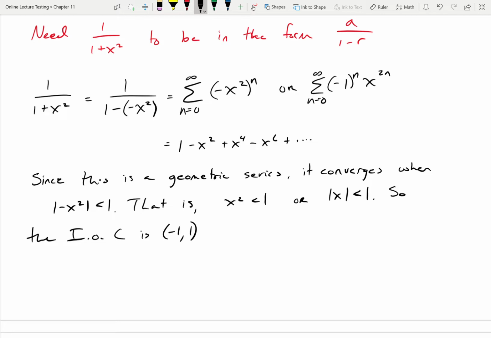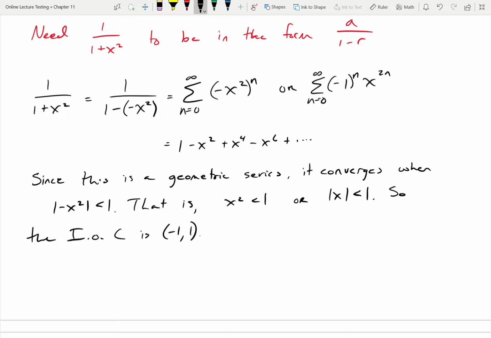So therefore, the power series representation of 1 over 1 plus x squared is equal to the sum of (-1)^n x^(2n). This is only true for values of x between -1 and 1. Okay, and that's all we're doing here. There's not really much trickery going on. It's just realizing some relationships between geometric series and functions.